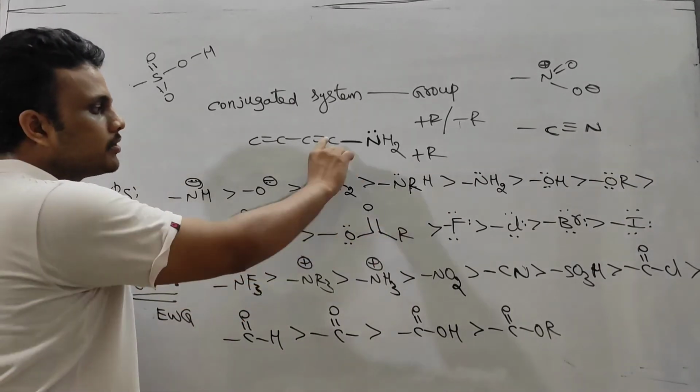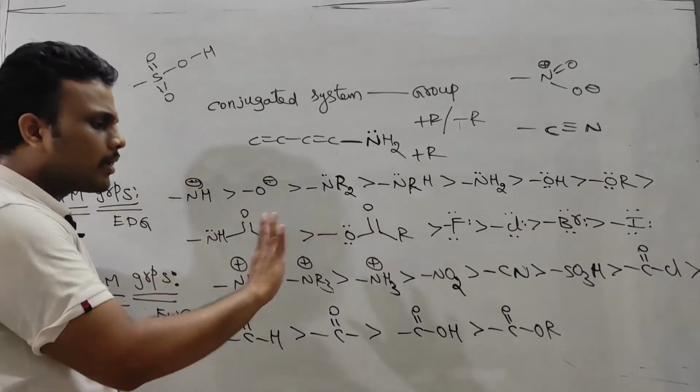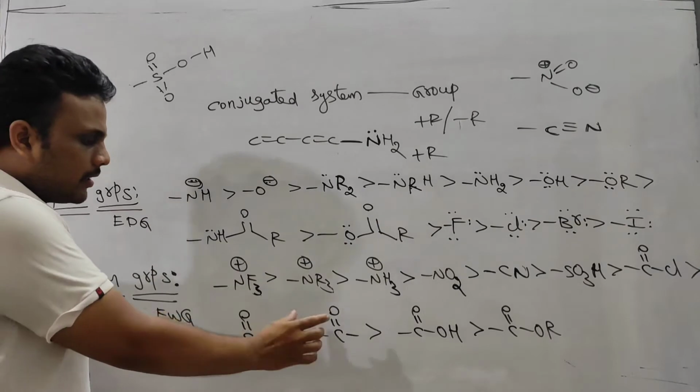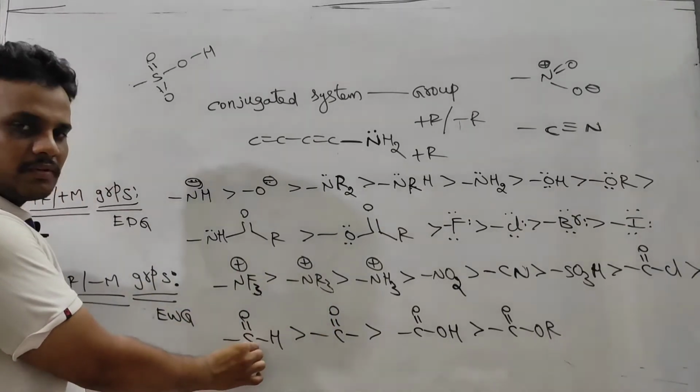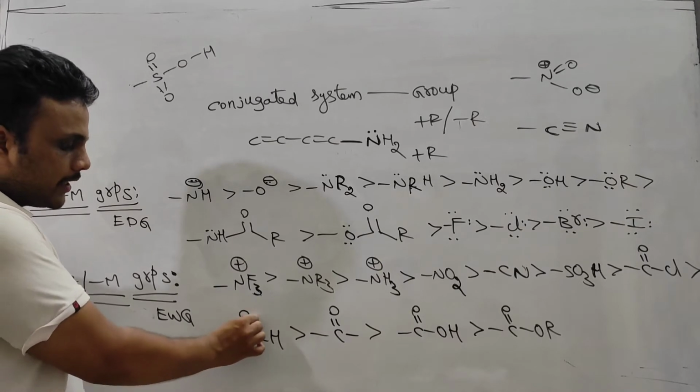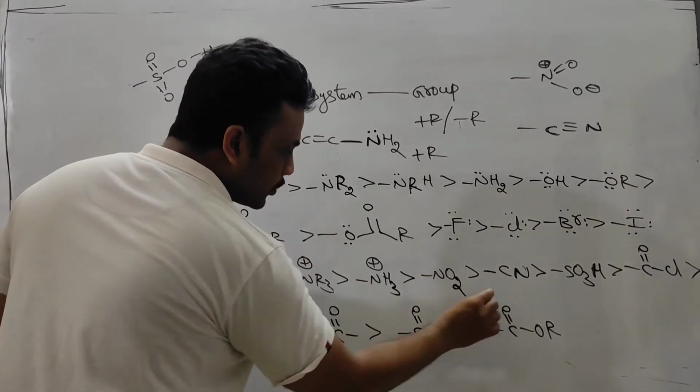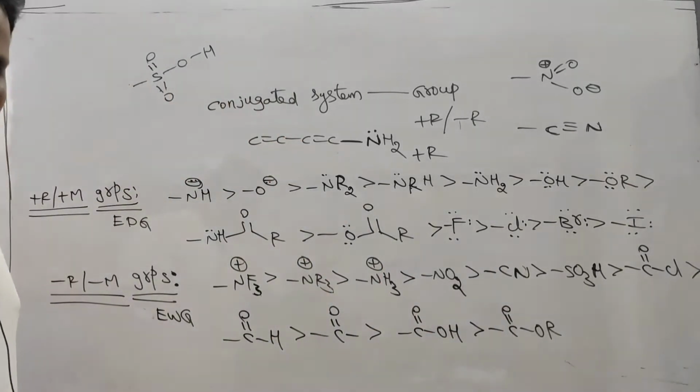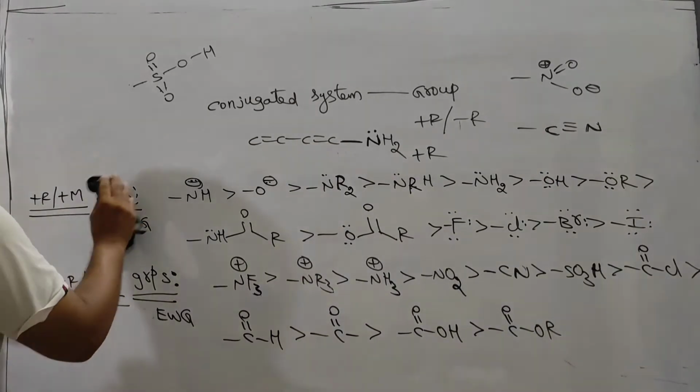The lone pair trick is used for plus R. If no lone pair, or generally if in the group the atom which is attached to the conjugated system is attached to a more electronegative atom by multiple bond, then that should be considered as a minus R group. So these are the general tricks.